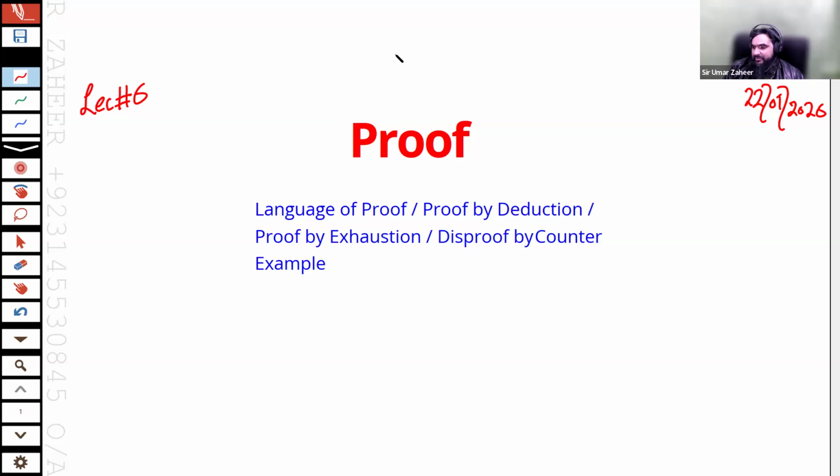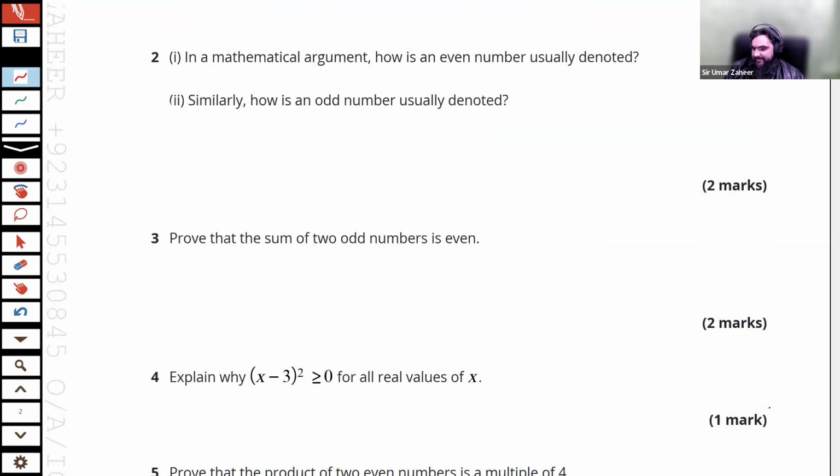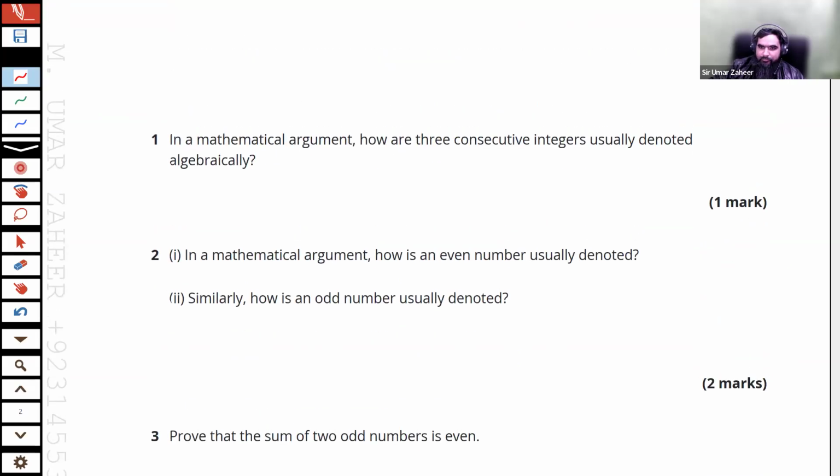All right. So today we are just going to talk about the practice of proof. Now we have a first question. He says that in a mathematical argument, how are three consecutive integers usually denoted algebraically?